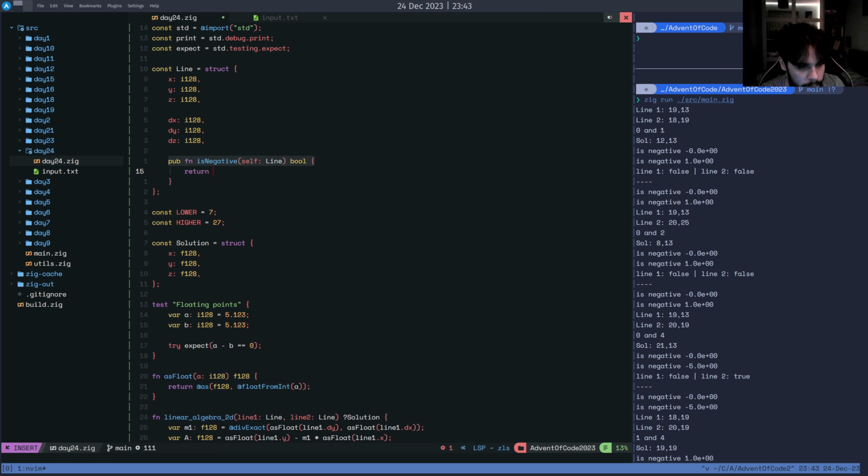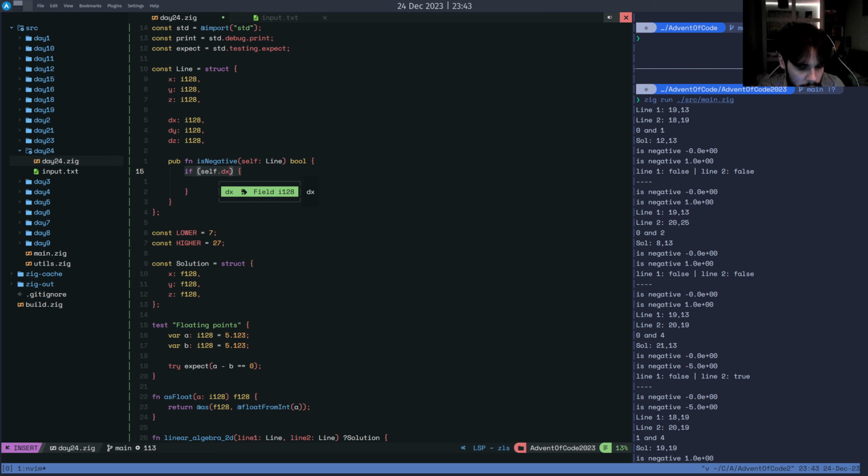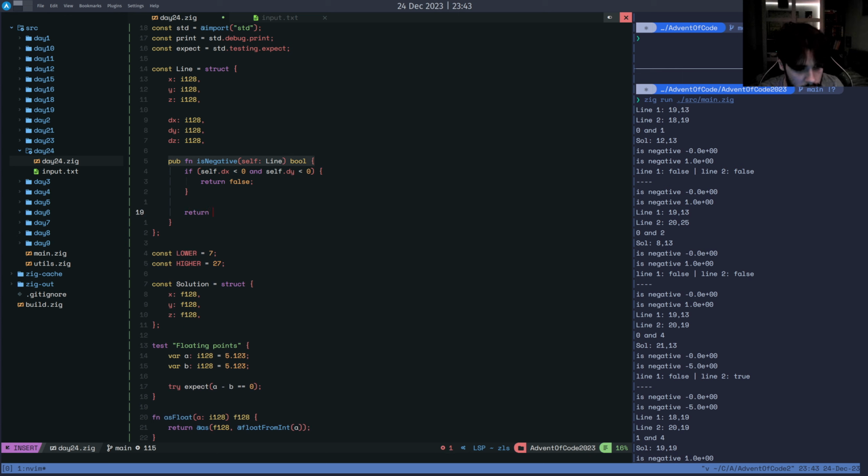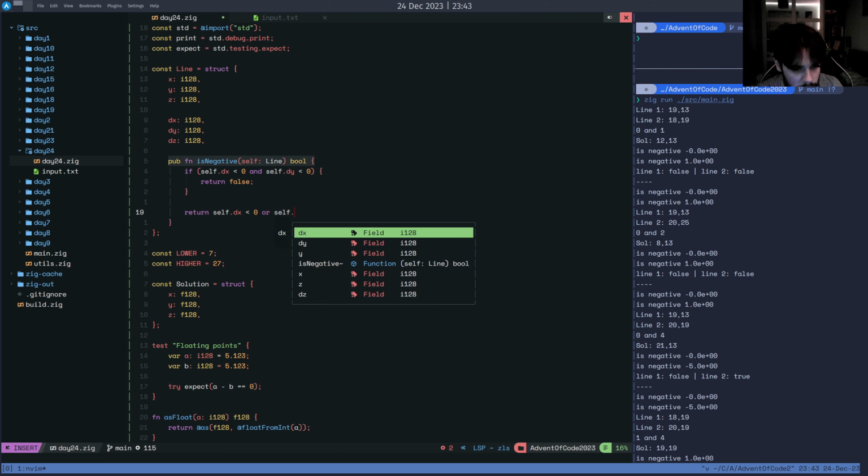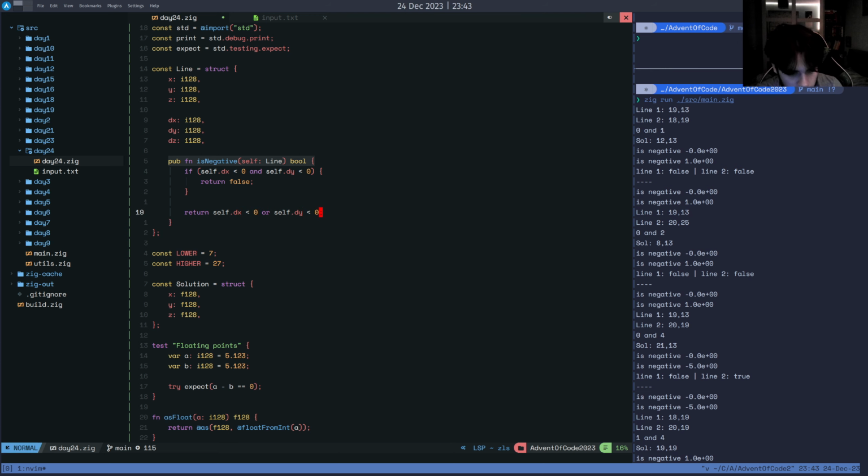so return self.dx, so return if self.dx is smaller than 0 and self.dy is smaller than 0, then you return false because they are both negative, so they're going to make it positive. You are not negative. Otherwise, return self.dx smaller than 0 or self.dy is smaller than 0.